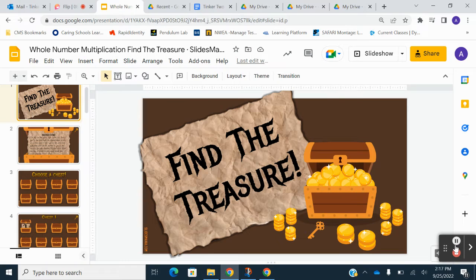All right, I'm going to see if I can go through this pretty quick. This is my choice board that I created for whole digit multiplication. So I used the Slides Mania Find the Treasure.